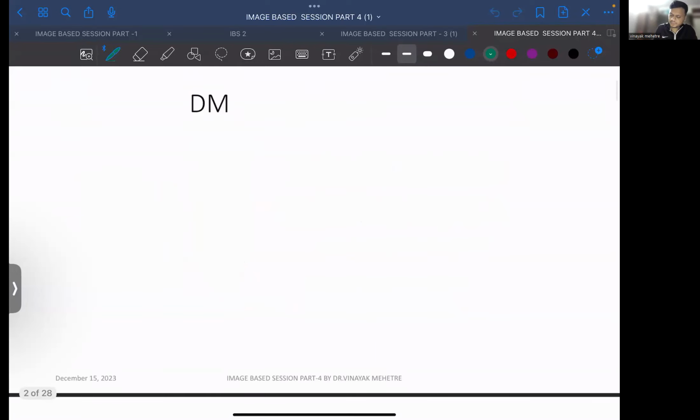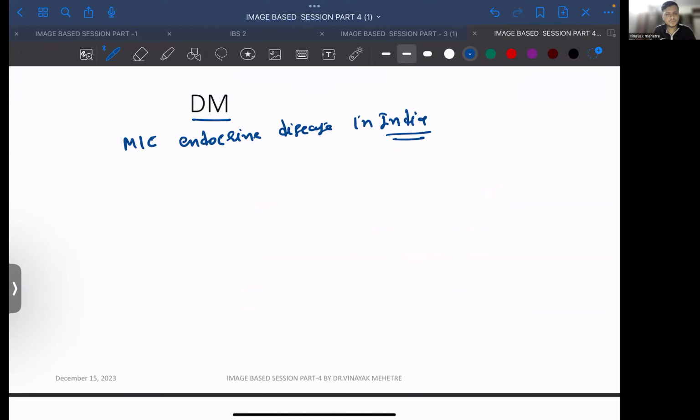The most important disease of all, diabetes. It is the most common endocrine disease in India. Okay, most common endocrine disease in India.